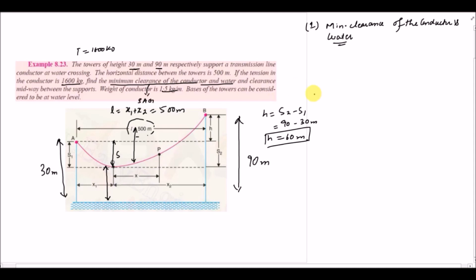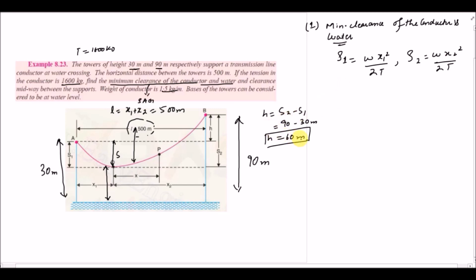So first what should I do? I have to calculate the sag. So there are two sags because we have two different towers having different heights. So S1 is equal to W x1 square over 2T, and S2 is equal to W x2 square over 2T. So this x is actually the distance from the respective tower to the lowest point of the conductor.